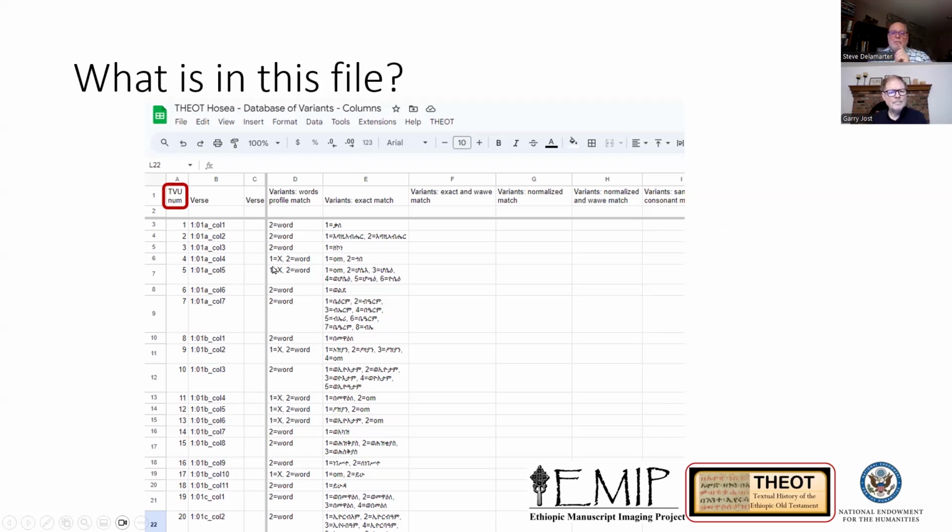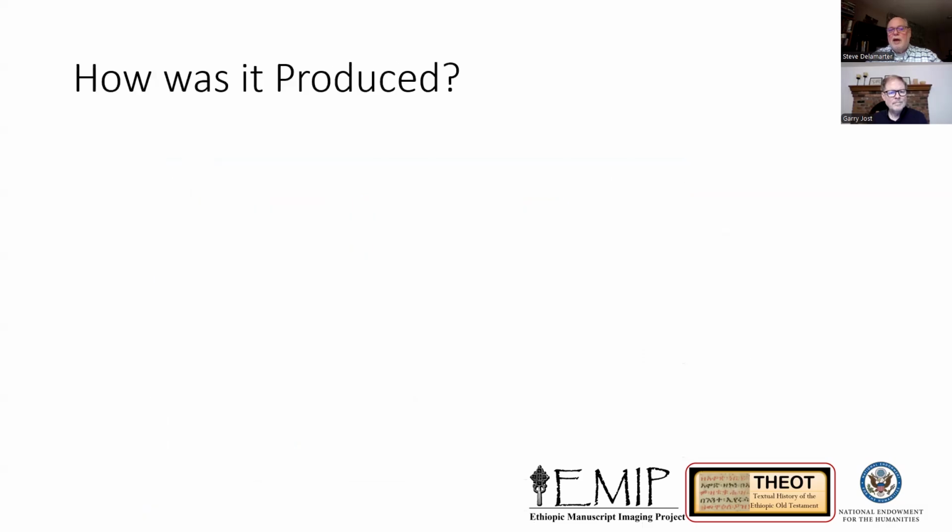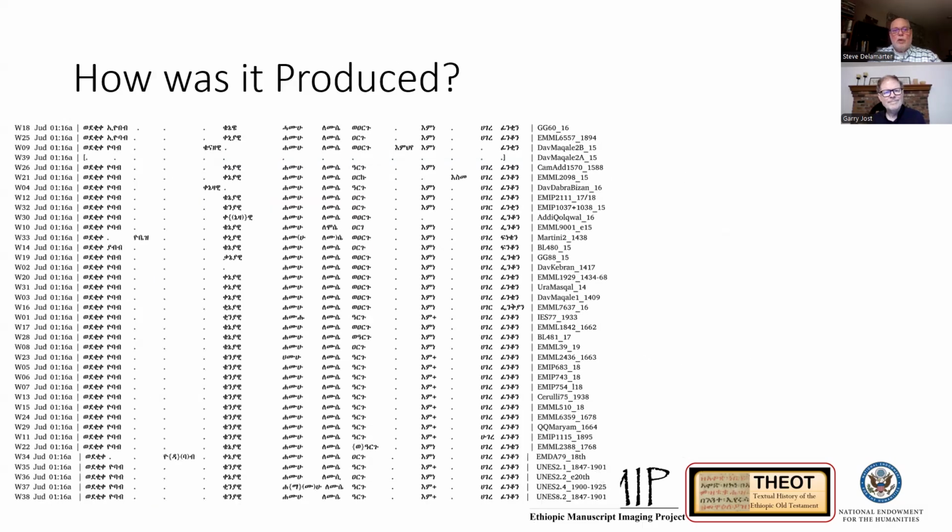Column D is the most important data that comes out of this spreadsheet, and it's what we'll focus on, but near the end we'll also talk about the information that's in column E. Dr. Jost, you wrote the scripts here. How does this all work?